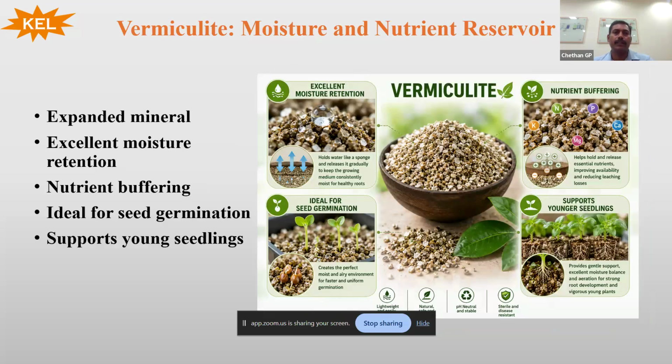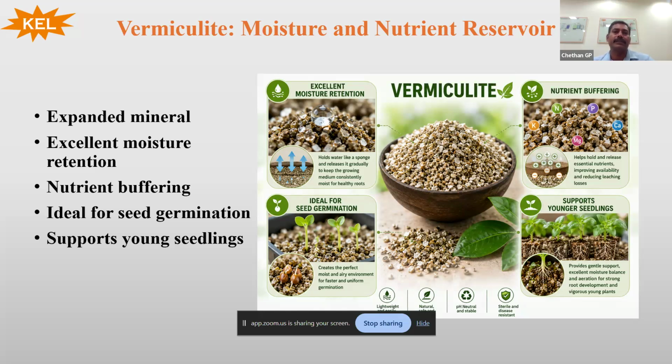Vermiculite. Vermiculite is another expanded mineral widely used in propagation media. Unlike perlite, whose primary function is aeration, vermiculite acts as a moisture and nutrient reservoir. Its layered structure enables it to absorb several times its own weight in water. At the same time, vermiculite has a relatively high cation exchange capacity, allowing it to retain positively charged nutrients such as potassium, calcium, or magnesium until plant roots require them.